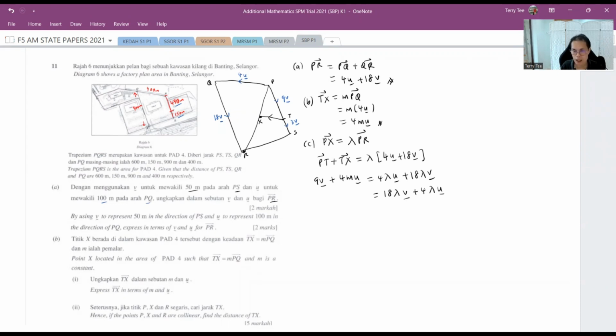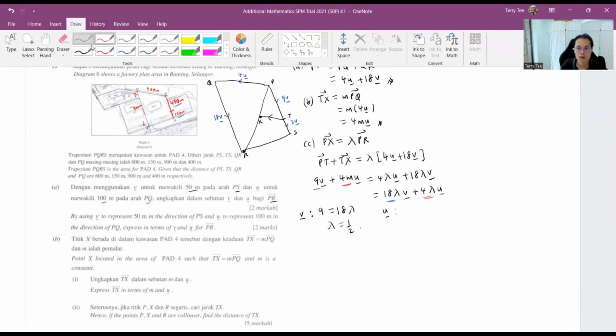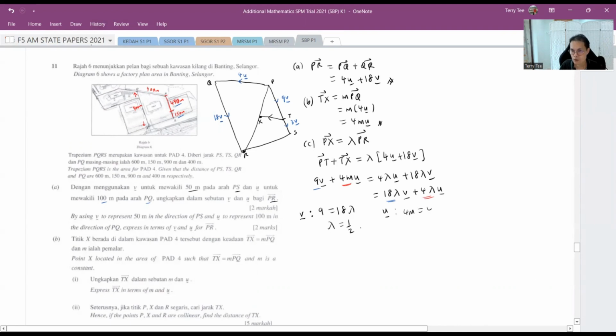Let us compare our v first. The number in front of v here is 9, and the number in front of v here is 18 lambda. So by comparing v, 9 equals 18 lambda, my lambda is half. If you compare your vector u, I got 4m, and 4m is 4 lambda. Since my lambda is half, m is just half.